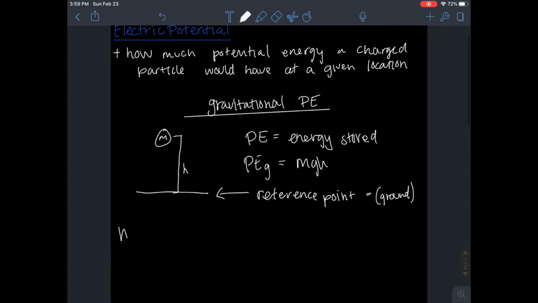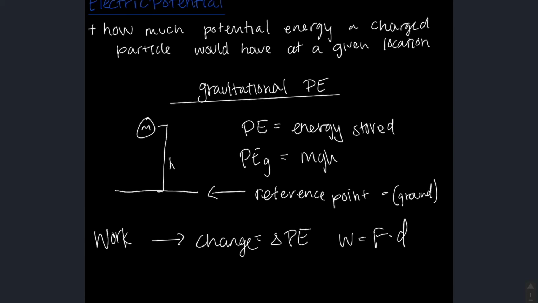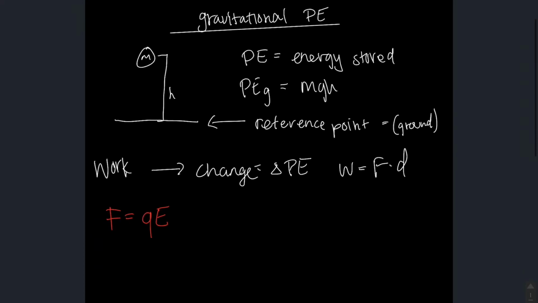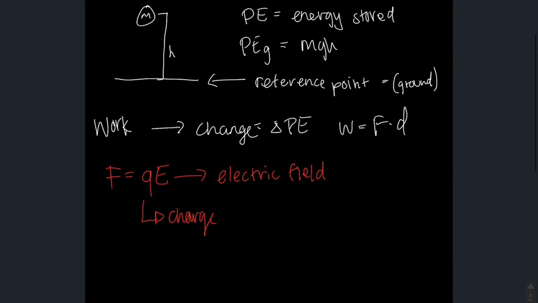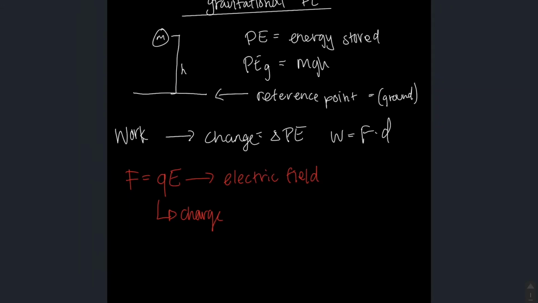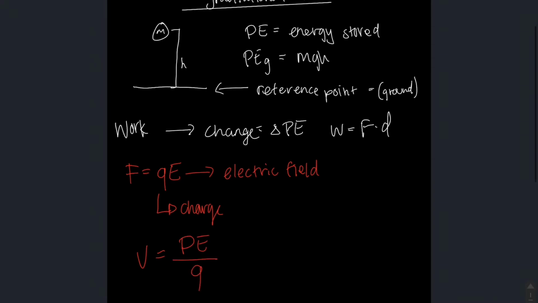How does it get there? Work. Essentially, work causes a change in potential energy. Work equals force times distance. The force for electric potential is equal to Q times E, where Q is the charge and E is the electric field. So let's define the equation for electric potential, which is labeled as V, is equal to potential energy over Q, which is a charge. This is labeled in volts, and volts is equal to joules over coulomb.